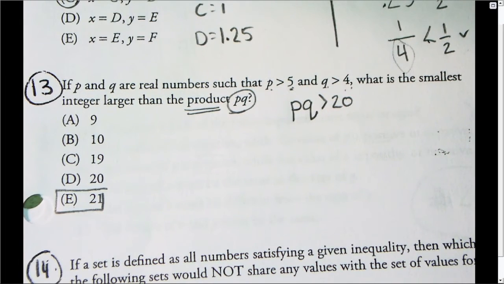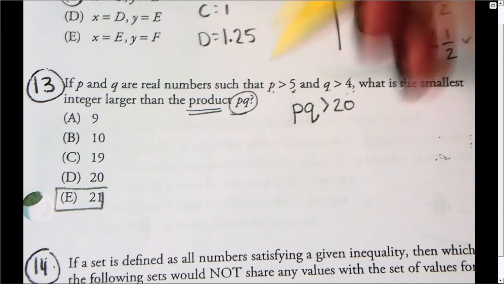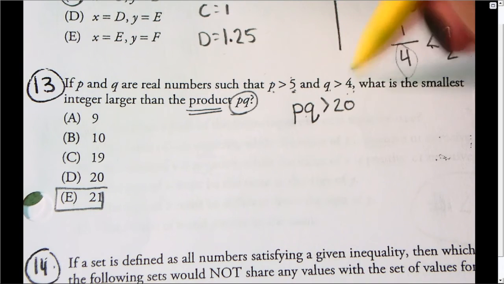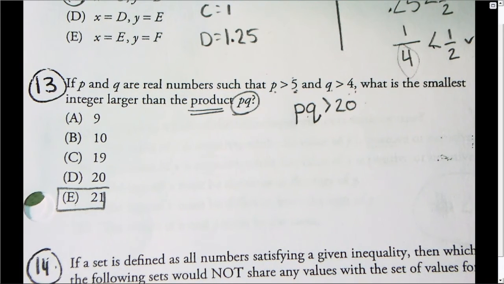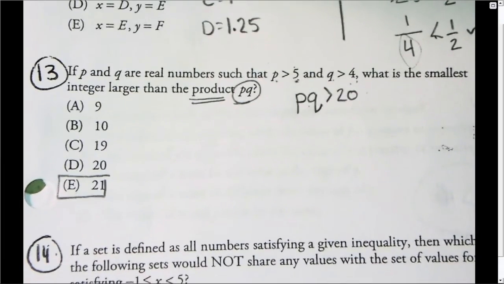So setting it equal to what it could be will make this problem easier. Just multiply. P times Q has to be greater than 5 times 4, which is 20. The only number greater than 20 is E. Remember, you don't really need a lot of numbers here. You don't have to plug and chug and test it out. Just think logically. It takes some time, but it's nothing you can't do.